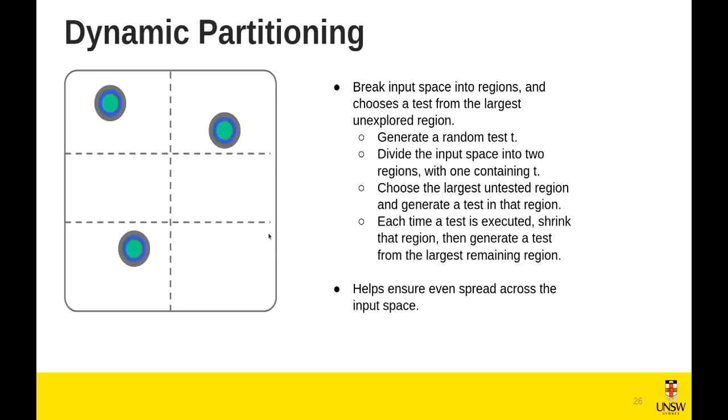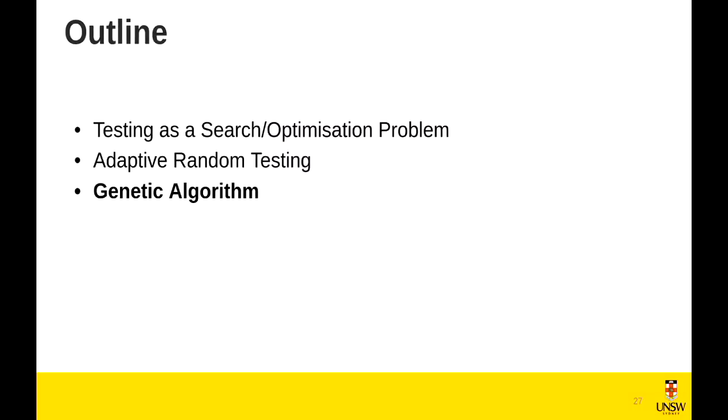And this actually helps to ensure even spread across this entire input space. So we are not starving any region in the input space. And theoretically, this is better than a fixed-size candidate set adaptive random testing. So we should think about avoiding designer bias when we design the strategies.